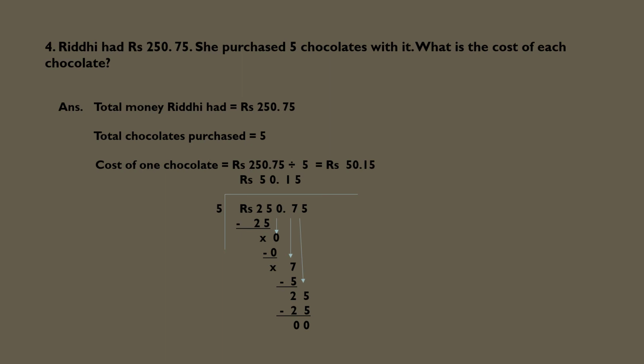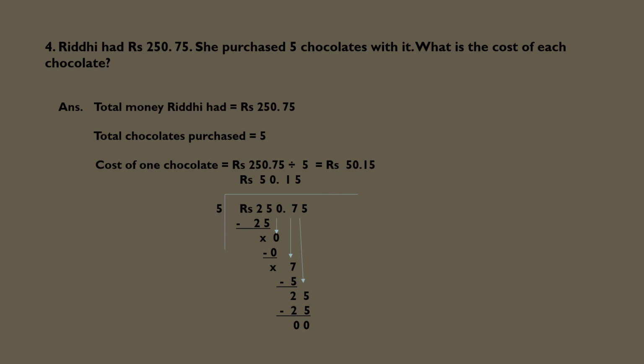So 5 zeros are 0. After that the point is there, put the point on the quotient part. Then the next number is 7. Bring it down. Now 5 ones are 5, 5 twos are 10. 10 is bigger than 7, so you will not take 5 twos. You will take 5 ones, and subtract it. 7 minus 5 is 2.